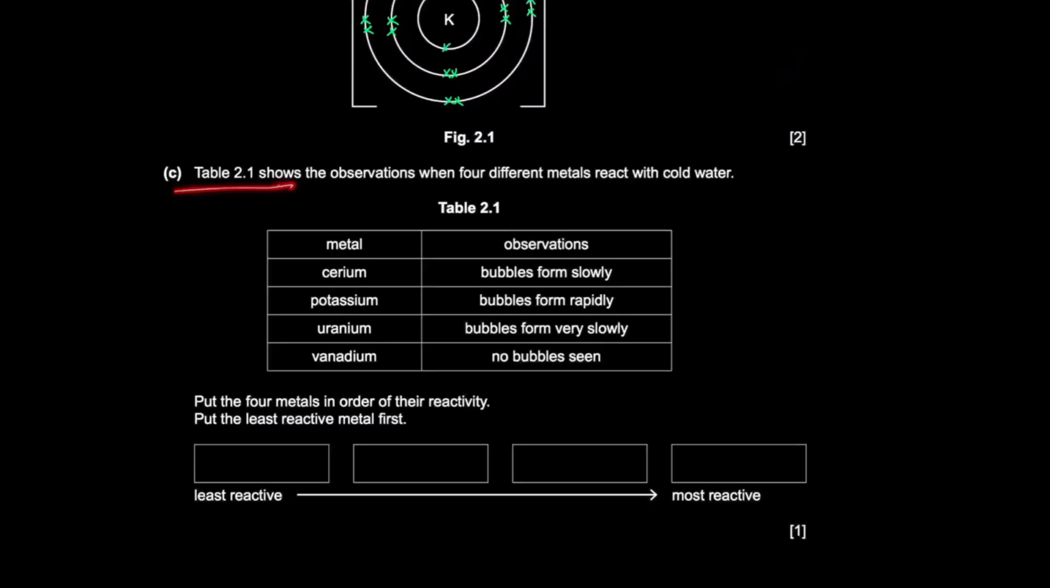Table 2.1 shows the observations when 4 different metals react with cold water. Put the 4 metals in the order of their reactivity. Put the least reactive metal first. Okay. So, well, we can see that the least reactive is vanadium, right? Because no bubbles are seen. Yes, and the most reactive is potassium because the bubbles form rapidly.